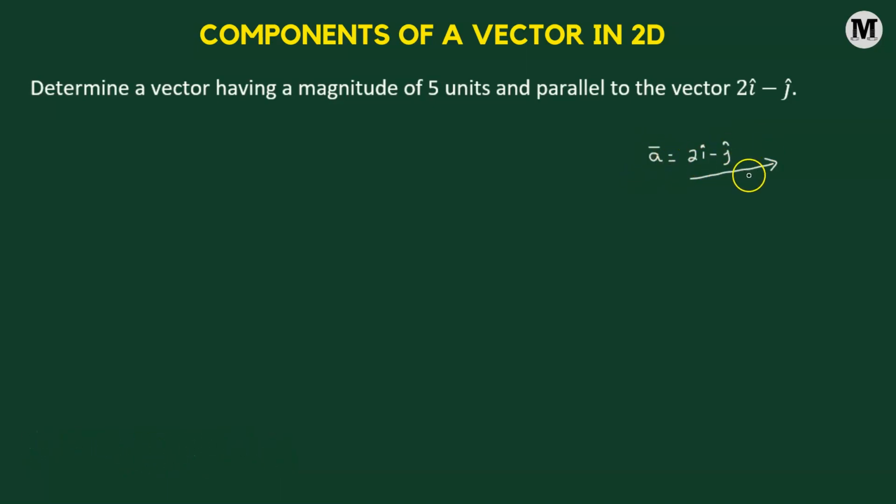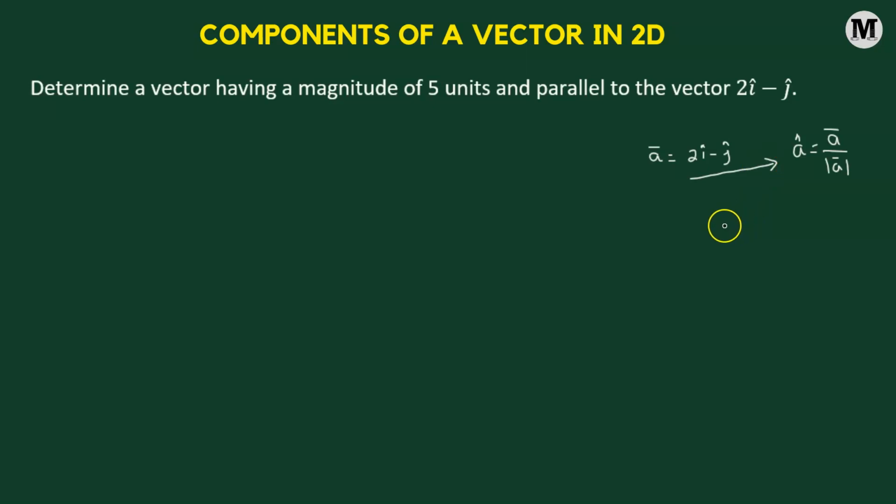Now here what we'll do first, we will try to find out the unit vector. That means it's a direction of the vector A. All we have to do is take the vector A and divide it by its own magnitude. That's going to give us the direction of the vector.